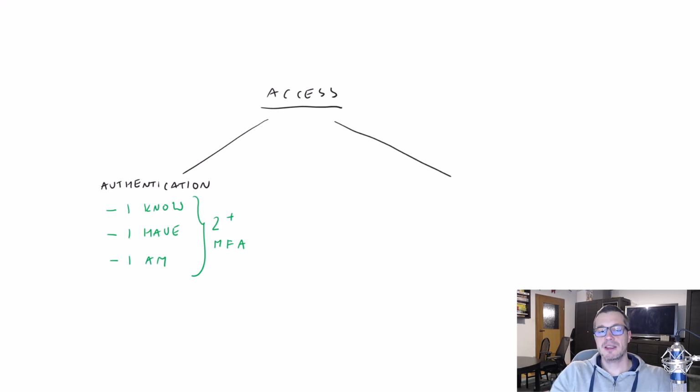Alright, so let's say that we authenticated somehow using one of those methods, and we proved that it is really us, or it is really a data factory who is trying to connect to a data lake. Now what? What is the next phase? Well, the second phase is authorization.